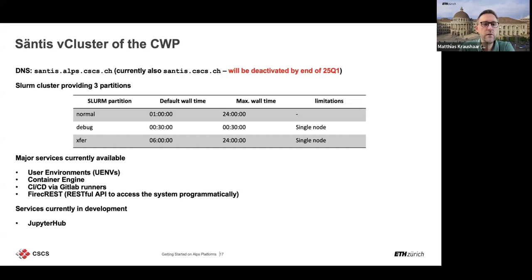The first one is that to connect to Santis, you should use santis.alps.cscs.ch. This is already active, but currently we also have, for historic reasons, santis.cscs.ch. If you're already using this older DNS, please update your configuration to the new one, which includes the .alps. The shorter one will be deactivated by the end of the quarter.